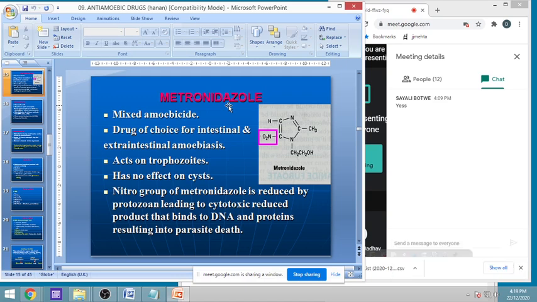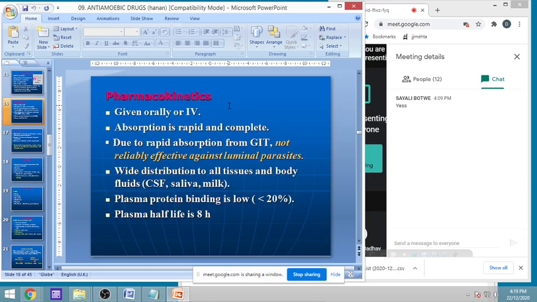The mechanism is that the nitro group of metronidazole is reduced by the protozoan, leading to a cytotoxic reduced product, which will bind to DNA and proteins. This results in death of the parasite. So it is an amoebicidal drug. It is not a static one. It can be given orally or intravenously. It is available in other forms also.